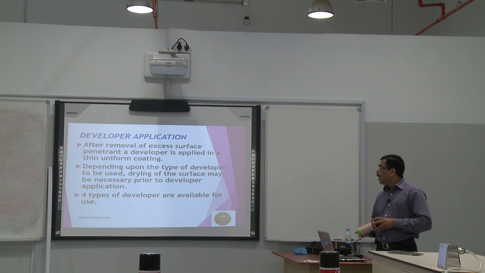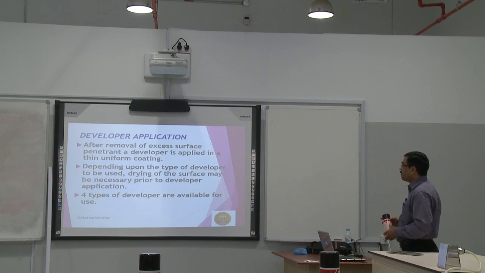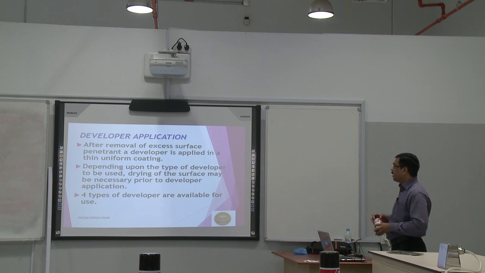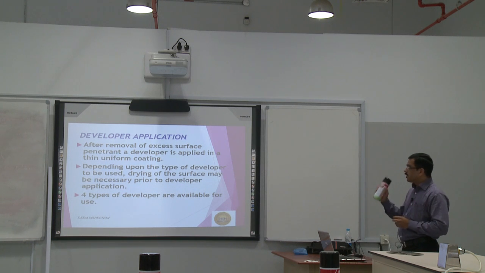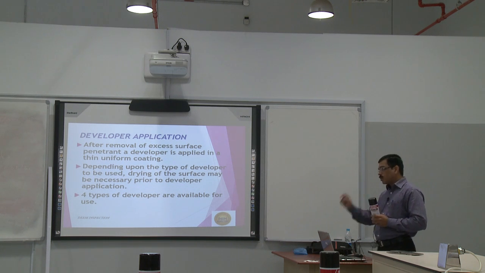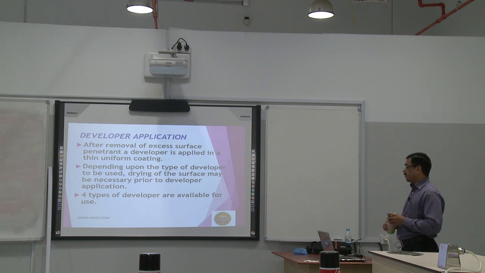Finally, we will apply the developer. After removal of the excess surface penetrant, a developer is applied in a thin, uniform coating. While spraying, it should be a thin coating, not too thick and not too thin. Depending on the type of developer used, drying the surface may be necessary.